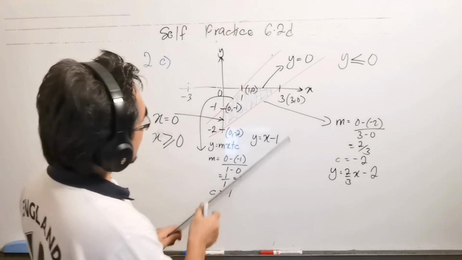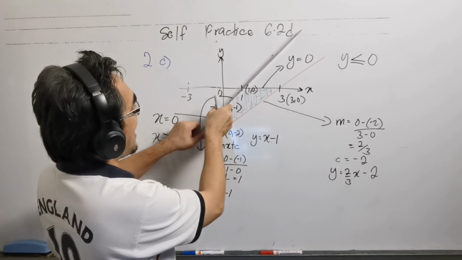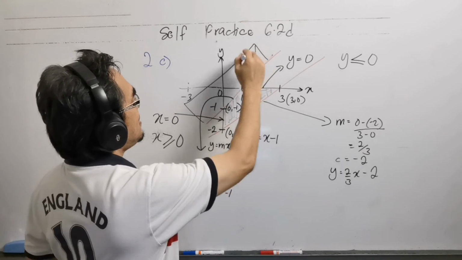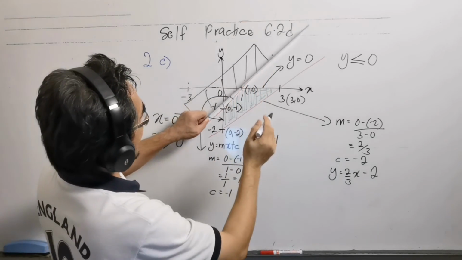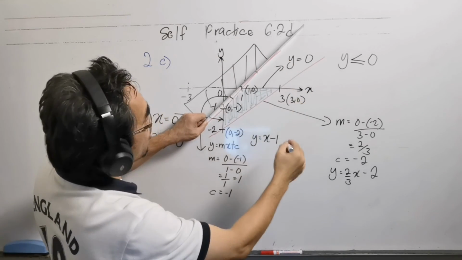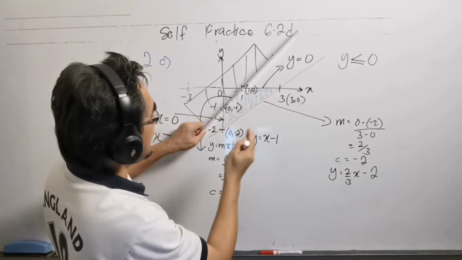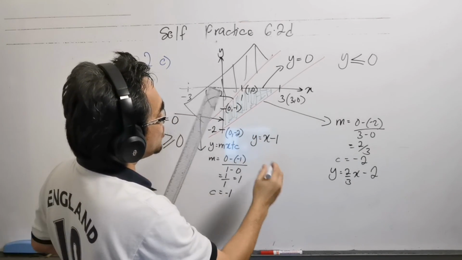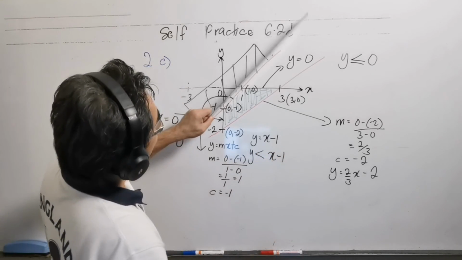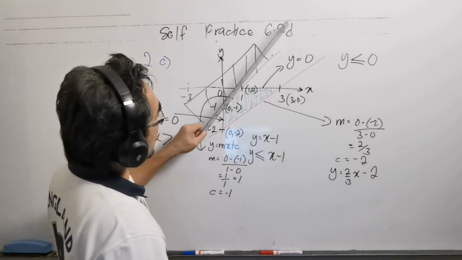Now let's talk about this line, y equals x minus 1. If you draw a rectangle here, this part is the upper part and this part is the lower part, and the shaded is the lower part. So change this to lower than. But since this line is a straight line, it should be lower than or equal to.